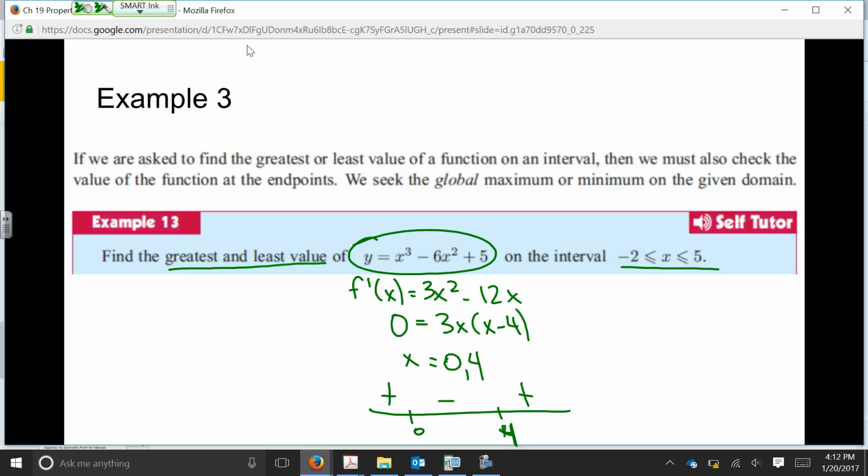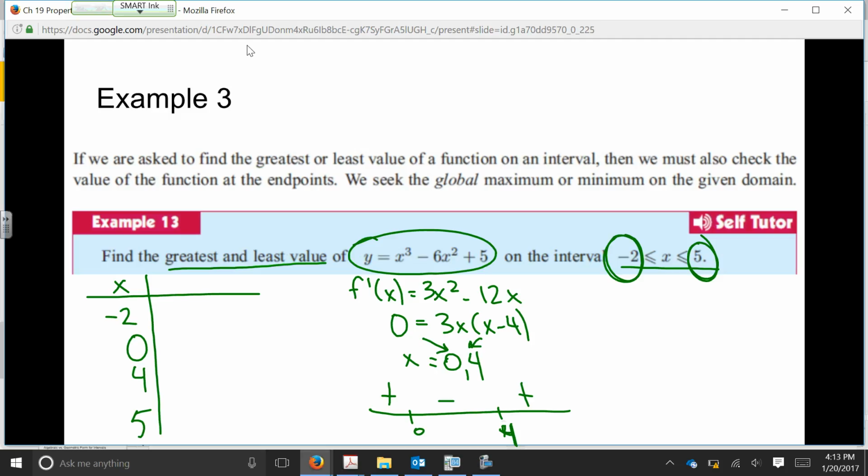Now, the next thing I want to do is I want to make a bit of a chart. The x values that we're interested in, I'm going to go from smallest to largest. I'm going to look at -2 first, because that -2 is an endpoint. I want to know what's going on there. Then I'm going to check what's happening at 0, because that was one of our values that we were interested in. I'm going to look at 4, another value I'm interested in, and then I'm also going to look at 5, which is the other endpoint.